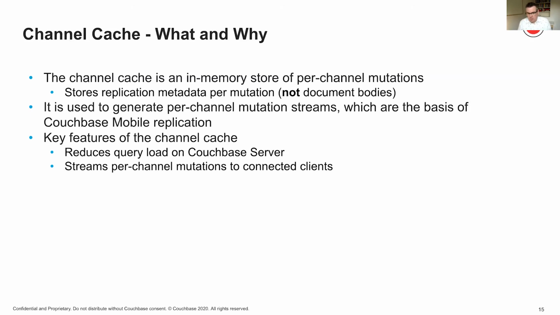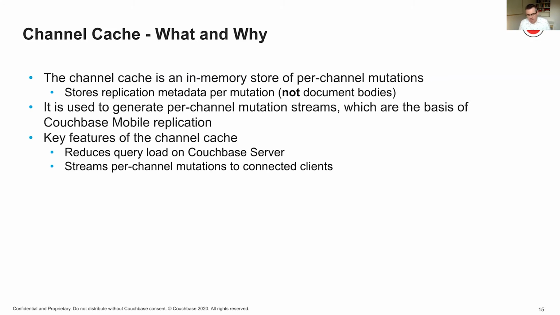The key features or motivations of the channel cache. The first one is just to reduce query load on Couchbase Server. Obviously Couchbase Server is very fast, but not so fast that you would want thousands of clients executing the same request for the same data if you didn't have to. And then the second key piece is that it's also streaming per channel mutations to connected clients.